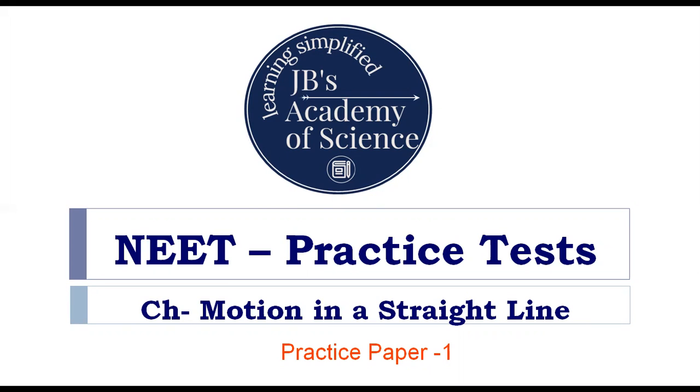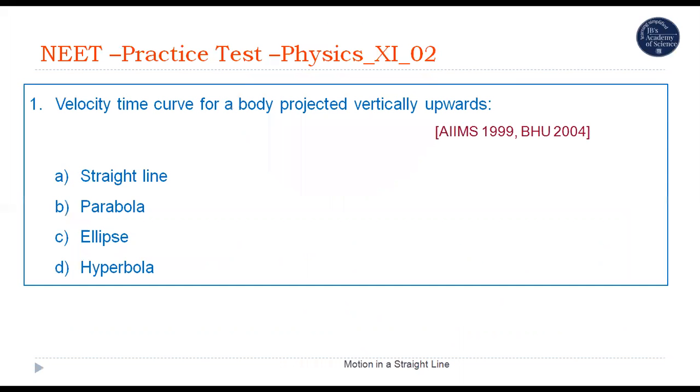This chapter is for motion in a straight line. Question number 1. Velocity time curve for a body projected vertically upwards. Option A, straight line. B, parabola. C, ellipse. D, hyperbola.